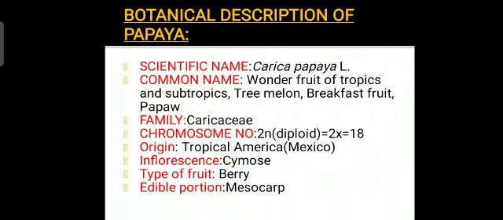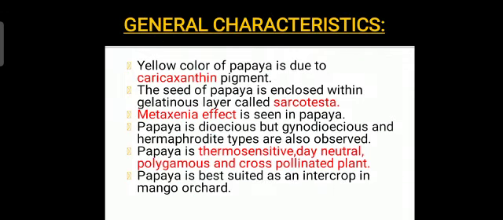Edible portion is mesocarp. Some general characteristics are: yellow color of papaya is due to caricaxanthine pigment. The seed of papaya is enclosed within a gelatinous layer called sarcotesta. Metaxenia effect is seen in papaya, which is the effect of the foreign pollen on the characteristics of tissues that develop outside the seed coat, like the size of fruit and its maturity time.